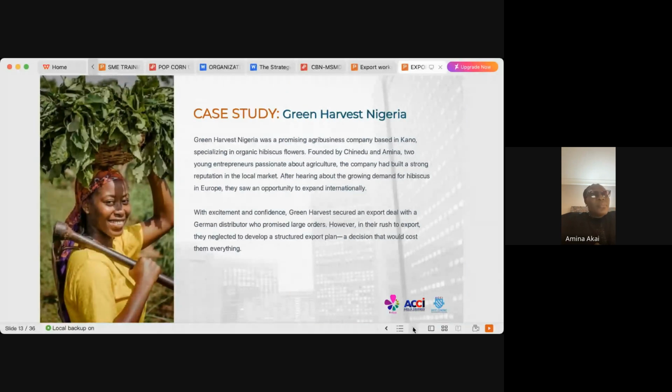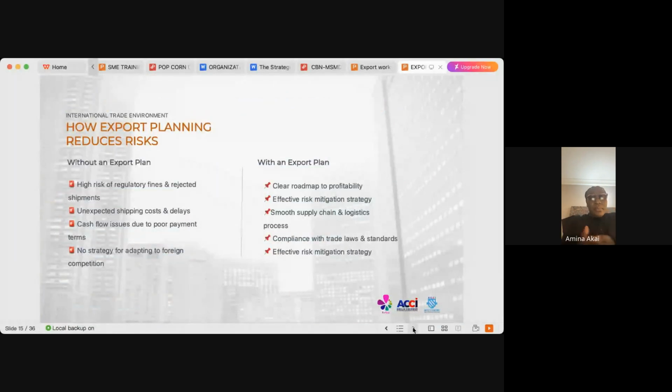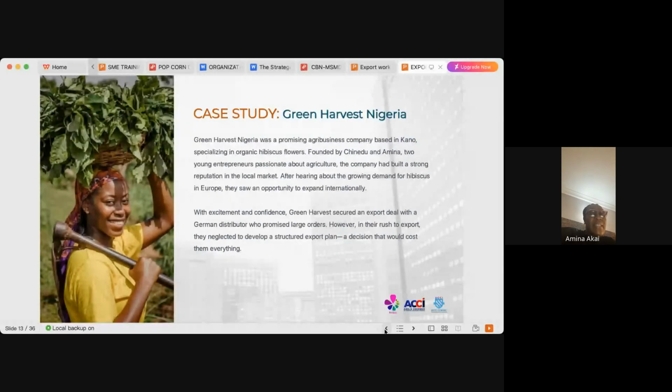So next is a case study, an example we want to use. Green Harvest Nigeria was a promising agribusiness company based in Kano, specializing in organic hibiscus flowers, founded by Chinedu and Amina, two young entrepreneurs passionate about agriculture. The company had built a strong reputation in the local market. After hearing about the growing demand for hibiscus in Europe, they saw an opportunity to expand internationally.